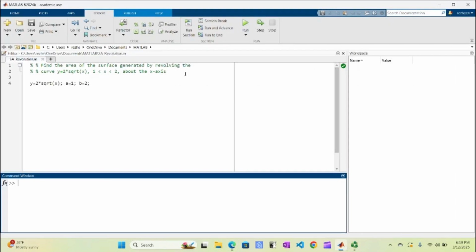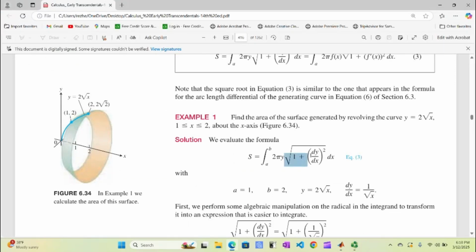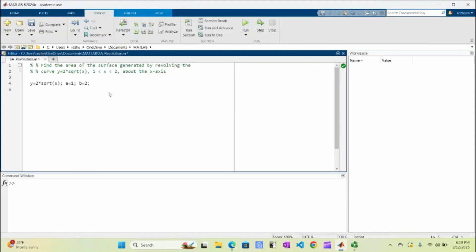So I've put in the problem in MATLAB also, and I've made the function. Now what we're going to do is put in some code finding the derivative of the function. Then we're going to make the discriminant how they have in the book, this thing here, and then we're going to square that, multiply by the function, and then lastly by 2 pi, and we're going to take the integral. All right, so let's do that.